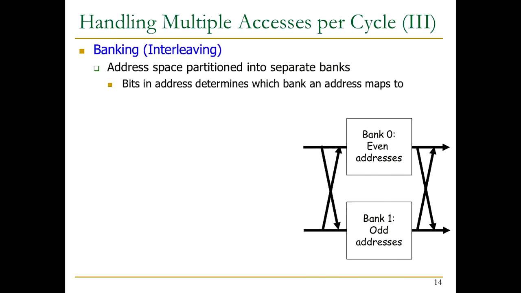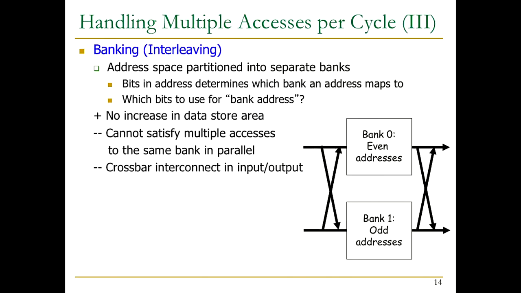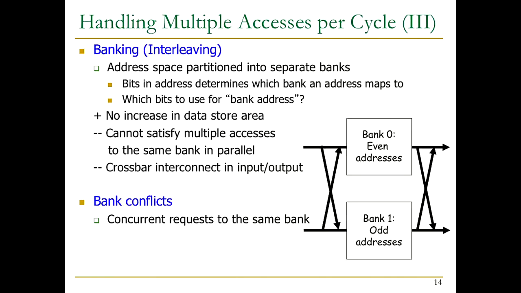Okay, and usually it's a crossbar interconnect, but it doesn't have to be. We'll talk about interconnects later in the lecture. But if it's a crossbar interconnect, then you make life easier, of course. Crossbar means any input is connected to any output directly. Okay. So bank conflicts. We've discussed this basically.